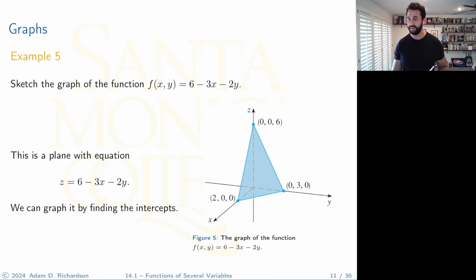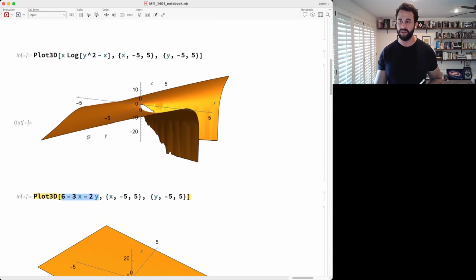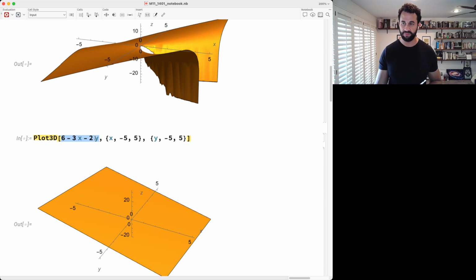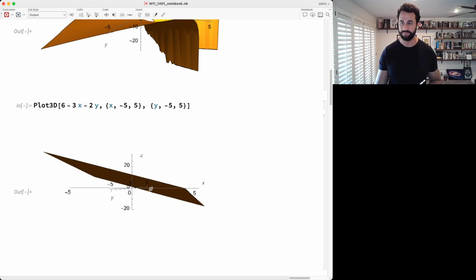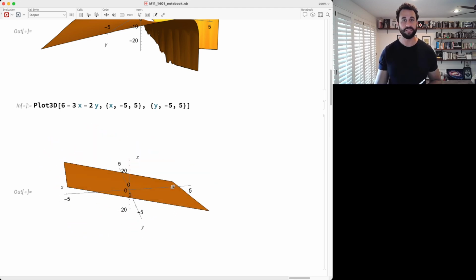All right, let me show you what it looks like in Mathematica too. So here's what it looks like in Mathematica. I should point out, I'm using Plot3D, because we're in three-dimensional space. But here is what the function looks like, f of x comma y, and here's our plane. Simple enough, right?